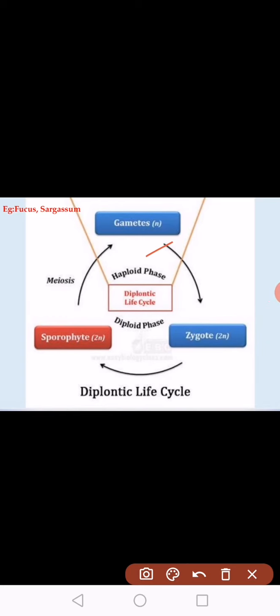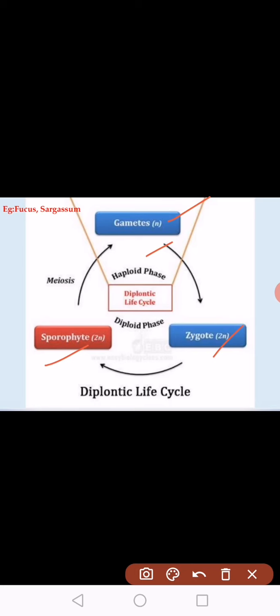So during growth and development, from the sporophyte, on meiosis, gametangia are produced, and from the gametangia gametes are produced. These gametes on fusion produce the diploid zygote. So first the sporophyte undergoes meiosis. As a result, gametangia are formed, and from the gametangia gametes are produced, and these gametes fuse together to form the diploid structure called the zygote.